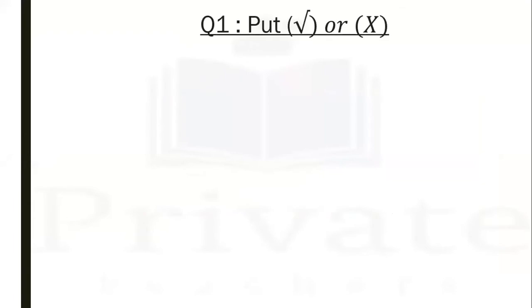So question 1, put true or false. The first one from unit 1: 2 over 5 is a rational decimal number. So we have here a term, rational number. The rational number set contains two major sets. The first one is the rational decimal number. The second one is repeating numbers.